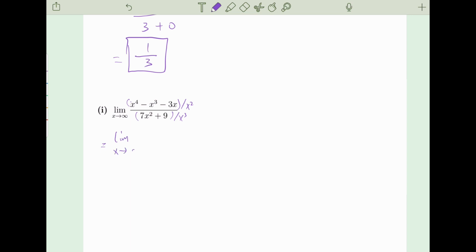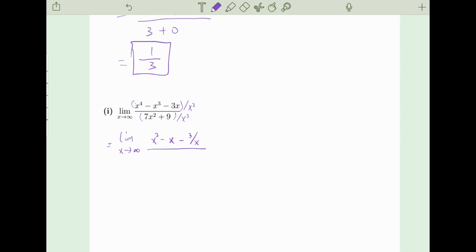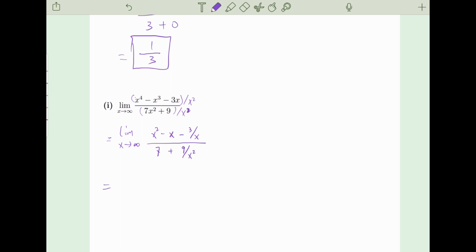Now let's see what we get here. We have x squared minus x minus 3 divided by x, and our denominator becomes 7 plus 9 divided by x squared. Now let's see. Because x goes to infinity, these terms go to 0 for the same reason, and our only non-zero term in the denominator is 7 here.